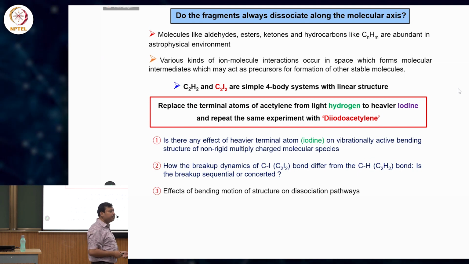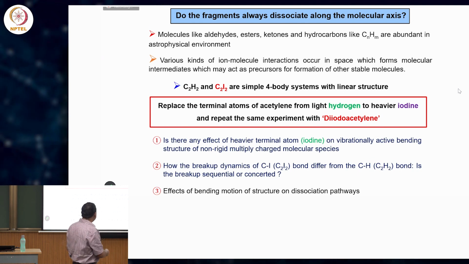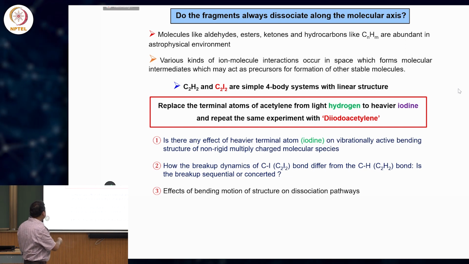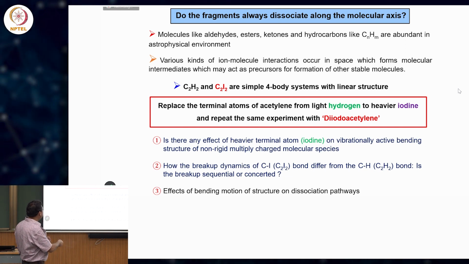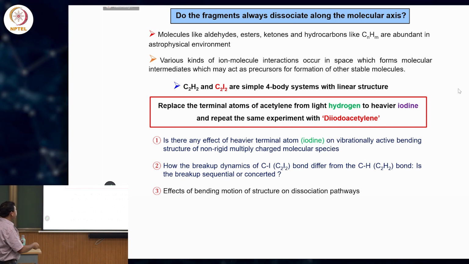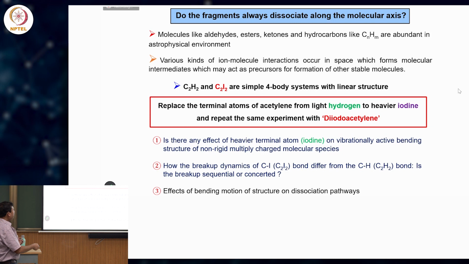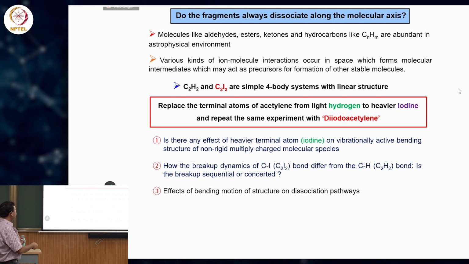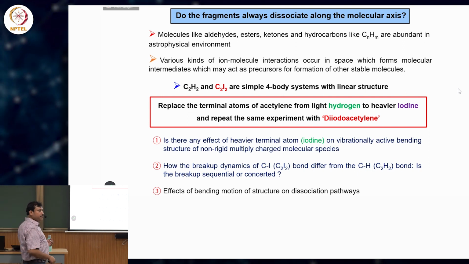There are probably 300 molecules in space. So we took one simple molecule like acetylene, C2H2, the four-body system, and then replaced these terminal atoms of acetylene, the light hydrogen, with a heavier iodine, and repeated the same experiment.